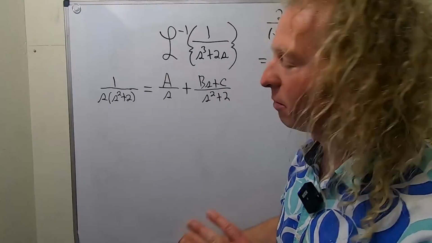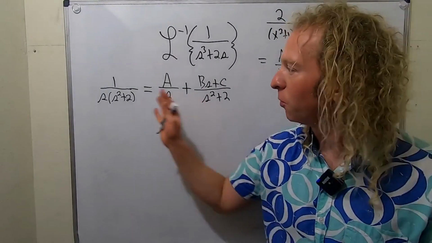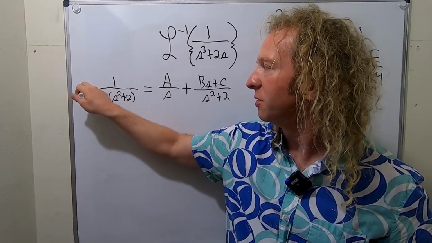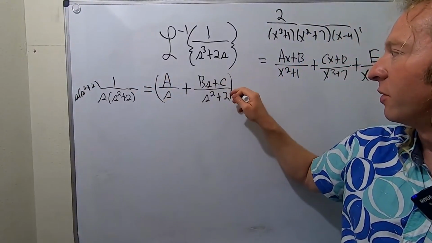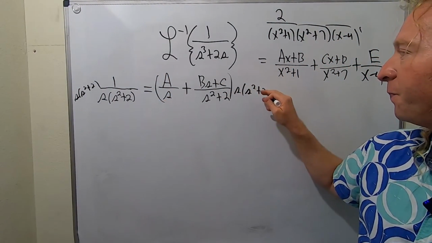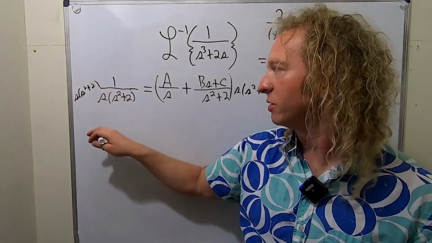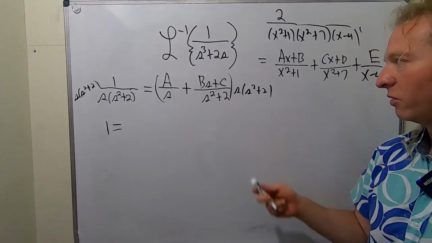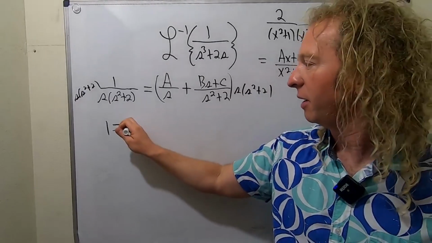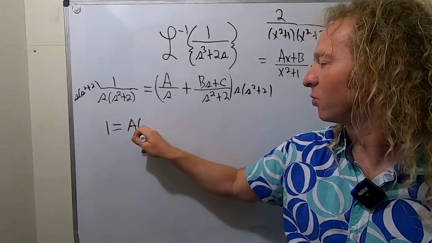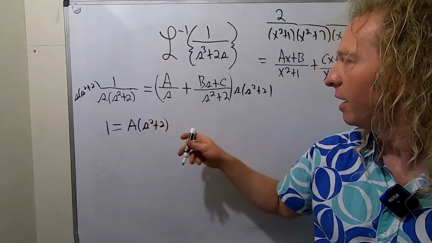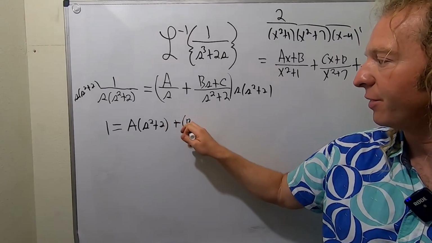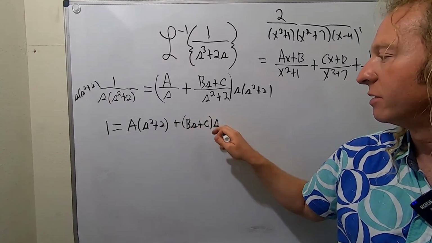So the next step in the partial fraction process is to multiply both sides by this. We're going to multiply by s squared plus 2, and then we're going to do it here as well. When you do it here, this all goes away. So you just get 1 equals. So a over s is being multiplied by this, so the s's will cancel. You're left with a times s squared plus 2. Then over here, these will cancel, so you're left with plus bs plus c times s.